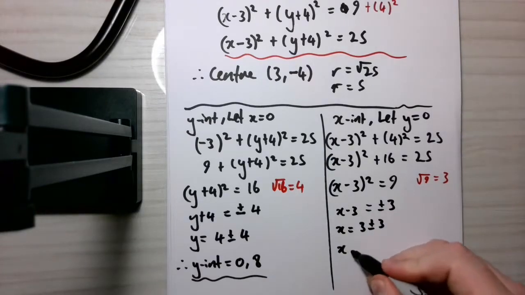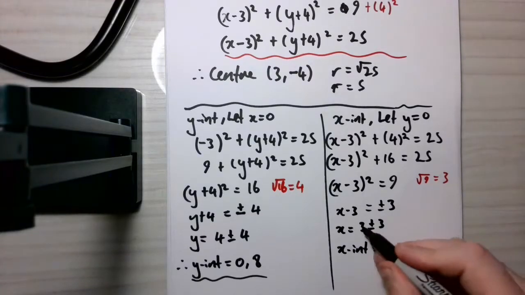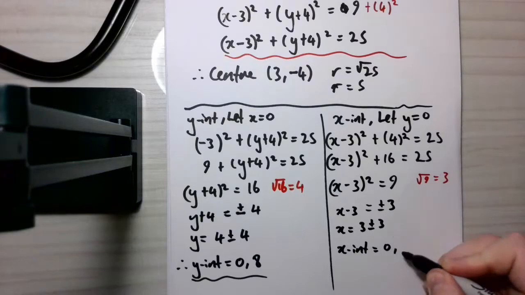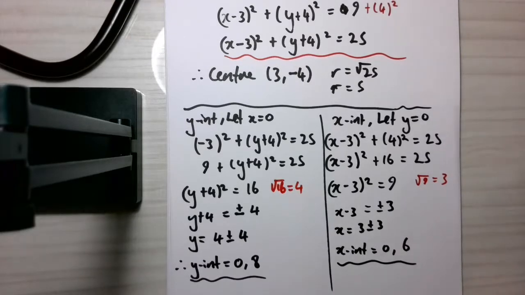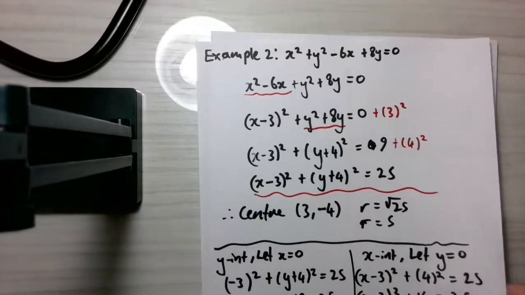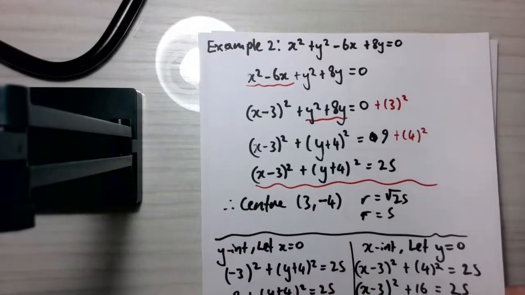Now, let's just simplify this a little bit. Our x-intercepts, 3 minus 3 is equal to 0, and 3 plus 3 is equal to 6. So they are our x-intercepts for our circle. Okay, so let's get on to having a bit of a crack at graphing this, and we'll do that on the next page. Okay, so for our circle, it's going to have a centre of 3 and minus 4.